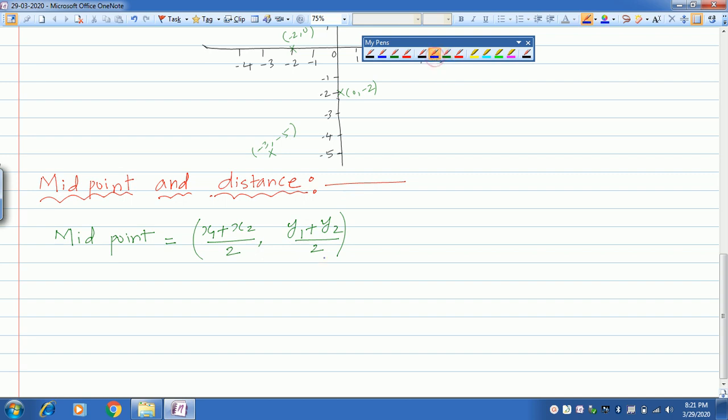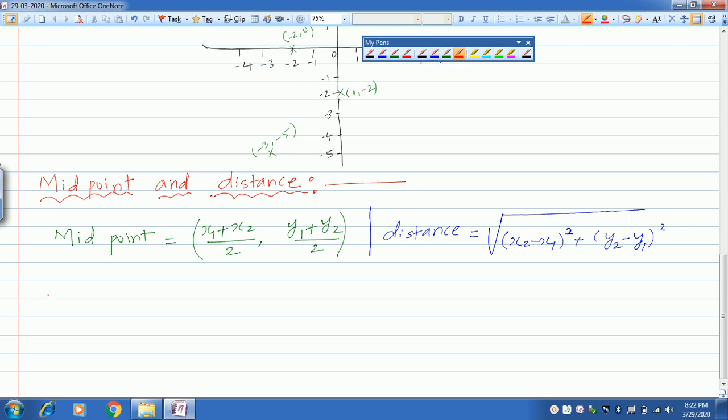If you want to calculate the distance between the 2 points, it is square root of x2 minus x1 whole square plus y2 minus y1 whole square. So this is the formula for the distance. Okay, now we are going to solve one problem. Depending upon the problem, we will discuss the concept.